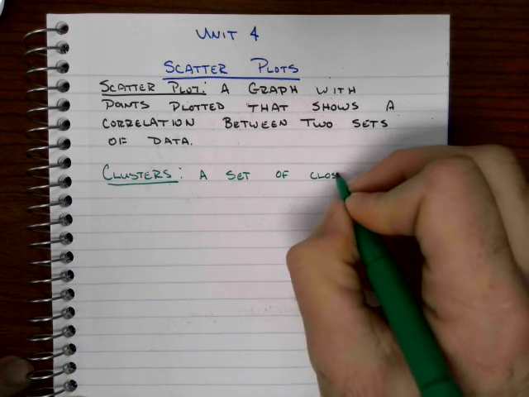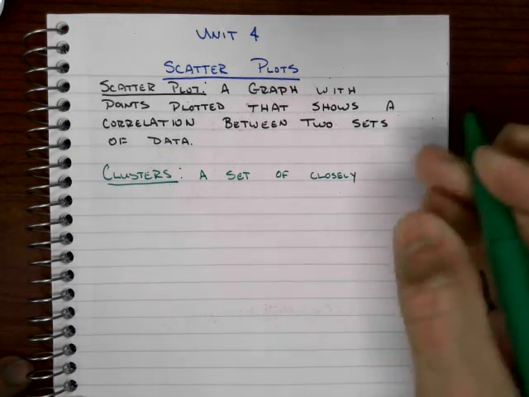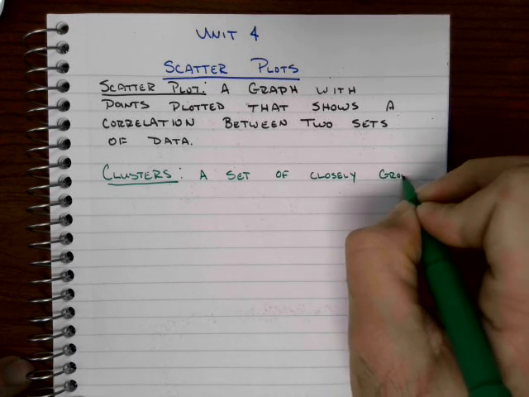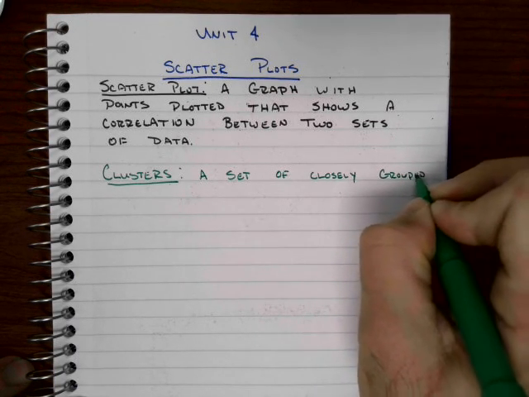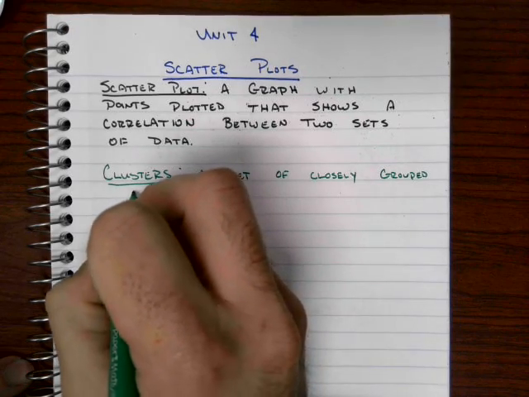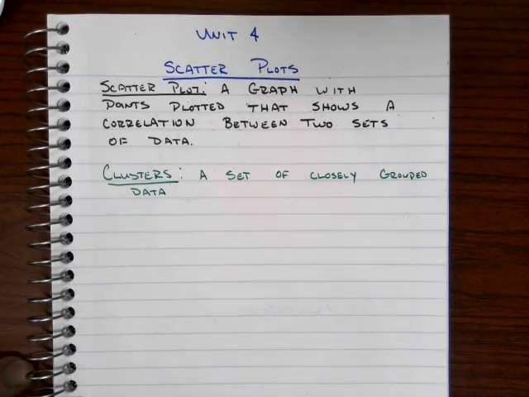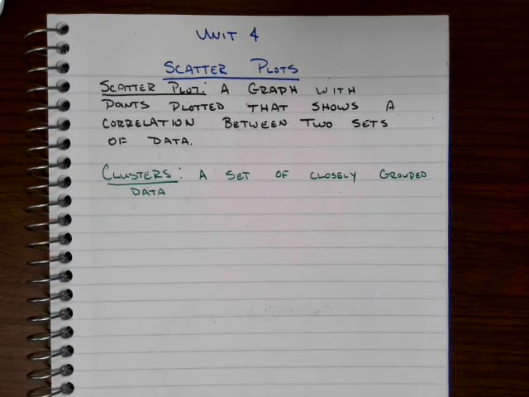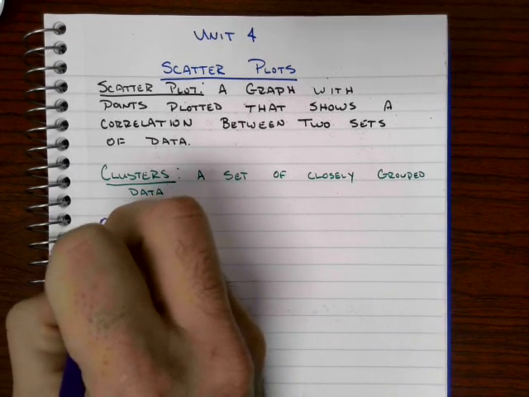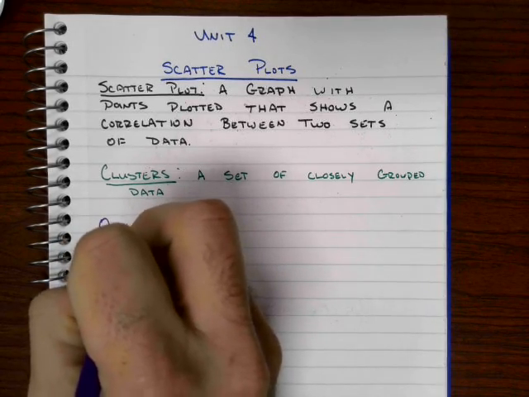It's just kind of like when you hear somebody say a cluster of people, it means there's just a bunch of people that are gathered around, kind of close together. And this will all make sense once we draw a scatter plot example here in just a second. But I want to get the definitions out of the way first. And then the last one is an outlier.